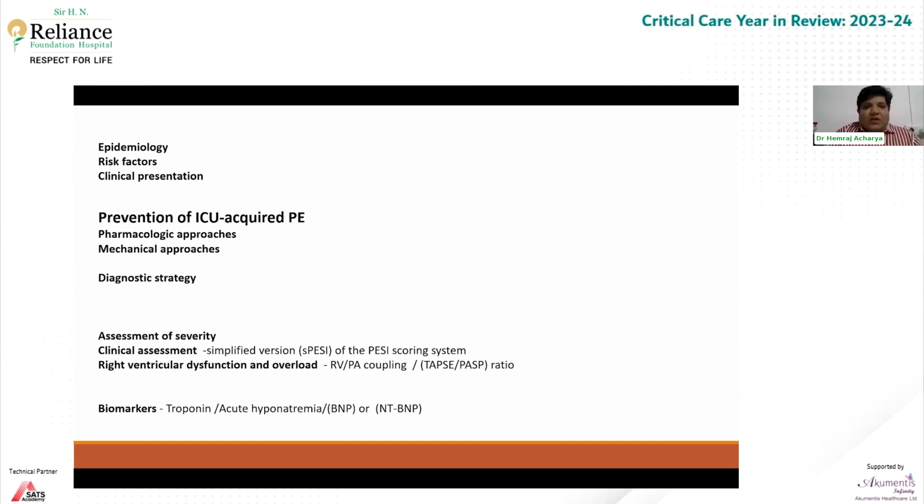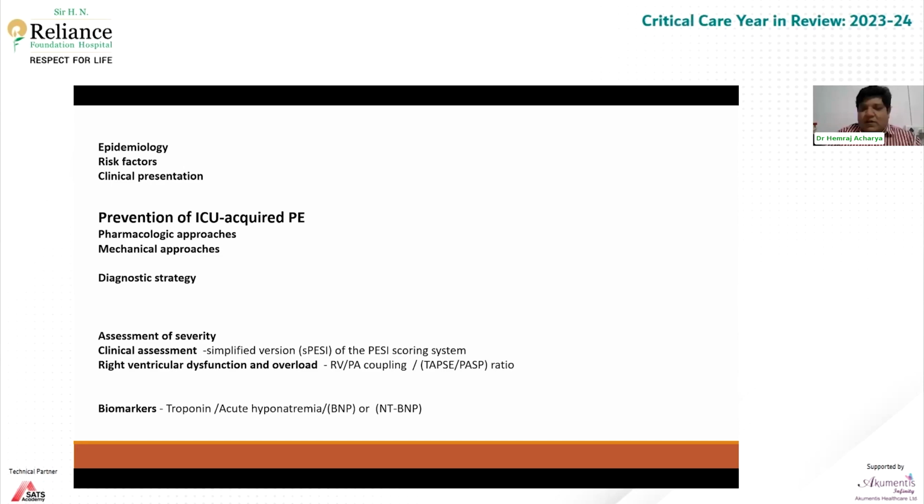The assessment of severity they talked about with the simplified version of the PESI score, in which they kept factors like hypotension, tachycardia, saturation, history of malignancy, cardiopulmonary disease, and age. Along with that, on the basis of right ventricular dysfunction, they talked about RA and RV, pulmonary artery coupling, and TAPSE and PASP ratio. Biomarkers which are important in these patients are troponin and NT-proBNP.